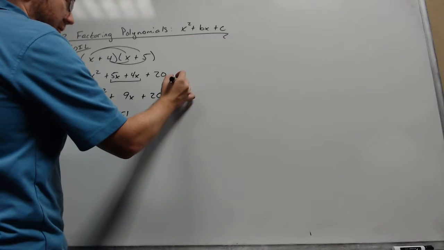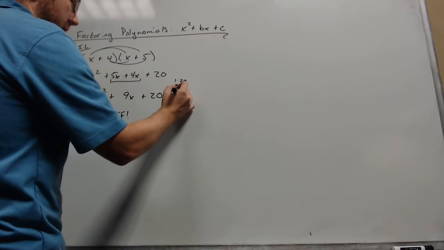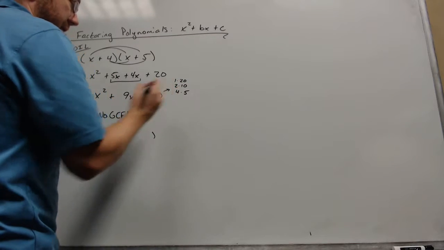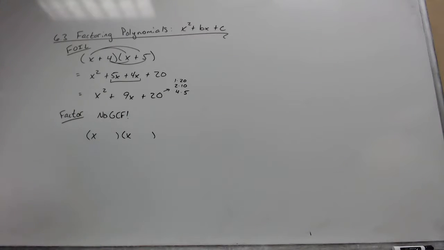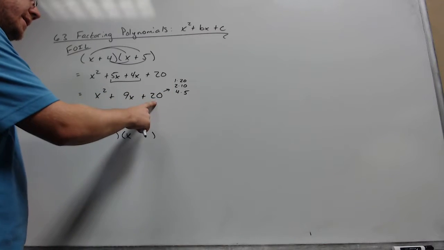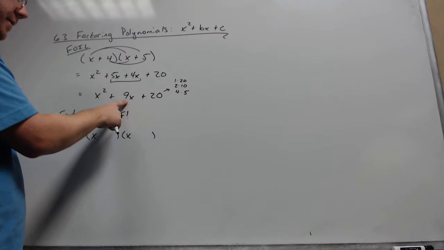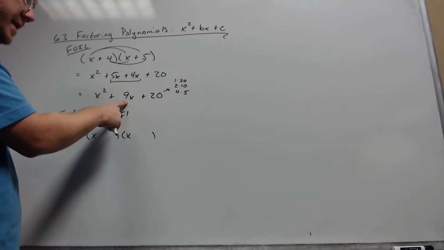I have 1 times 20, 2 times 10, and 4 times 5. So if it helps to write them out, by all means do that. But you can also probably think through them in your head and figure out which one is going to work. Not all of them are going to work here, even though all of them do multiply to get 20. We need to figure out how to get 9 in the middle now. And notice where that 9 came from. It wasn't random.